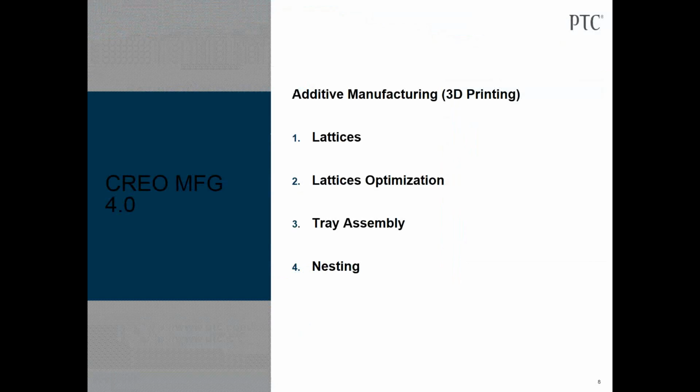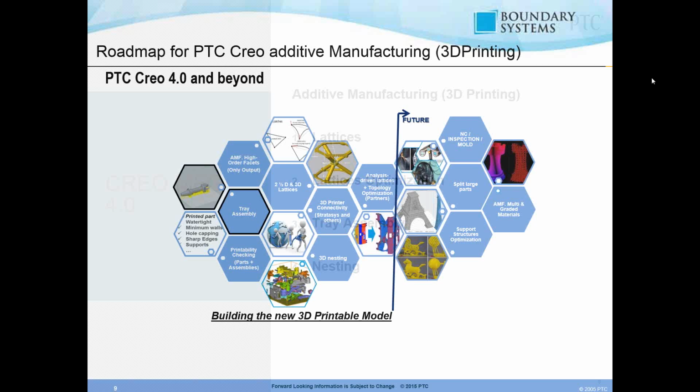Okay, so let's talk a little bit about additive manufacturing, or 3D printing, as most of us remember the terminology. Also, roll back a little bit, rapid prototyping was another famous terminology that was used with it. We're going to cover 4 areas this morning: lattices, lattice optimization, tray assembly, and nesting capabilities.